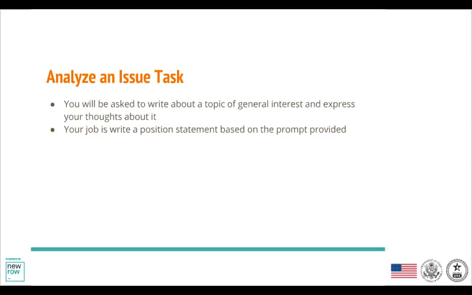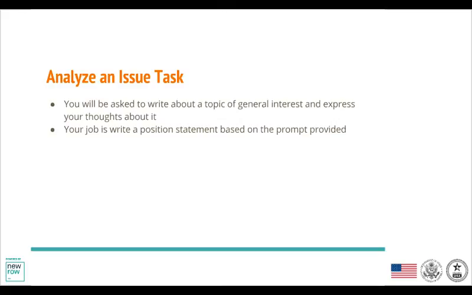The analyze an issue task is a little bit different, though structurally they're similar. You'll still be provided a passage of text that you'll need to respond to. It's usually a general interest kind of topic, so nothing so narrow and specific that you wouldn't be able to draw on some life experience to write about. So you're essentially in this task writing a position statement based on the prompt that's provided.